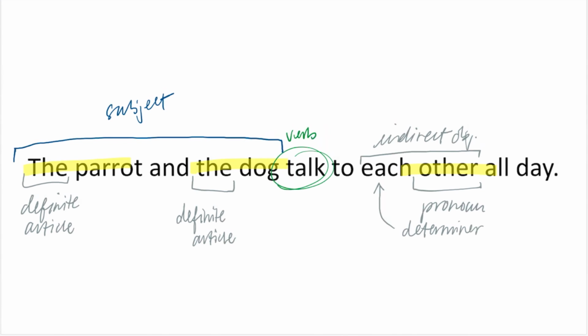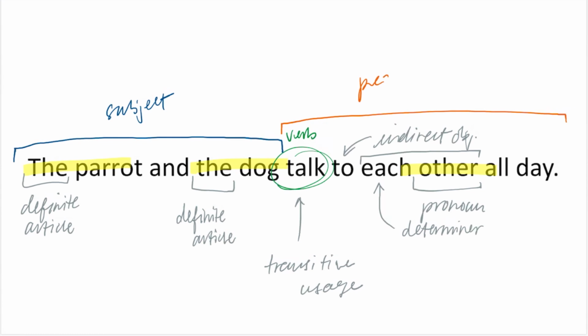We know this is an indirect object because of the preposition to. You don't need to know the distinction between direct and indirect objects. This is all just to say that the indirect object of the verb talk is to each other. Because the verb talk has an object, even though it's an indirect one, we know then that the verb talk is being used transitively. Since we've identified the subject, which is the parrot and the dog, we can say the rest of the sentence, generally speaking, is the predicate. That's the whole sentence. The parrot and the dog talk to each other all day.